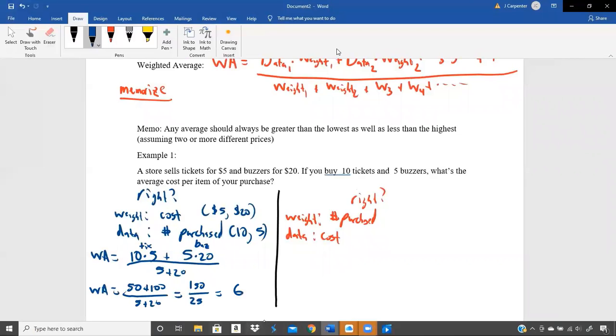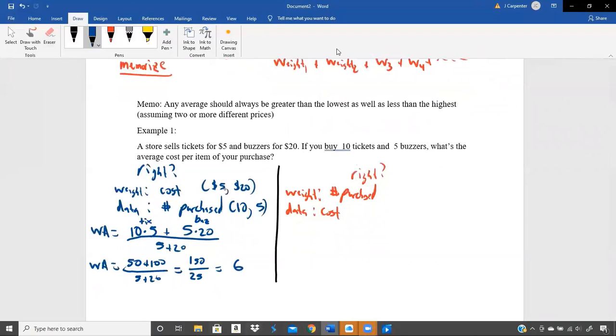Now, the weighted average is supposed to be an average cost per item. So this is saying that our average cost per item, if it's right, is $6 each. I'll give you a minute. Now, let's do the red version where I've swapped what I called the weights and the data.